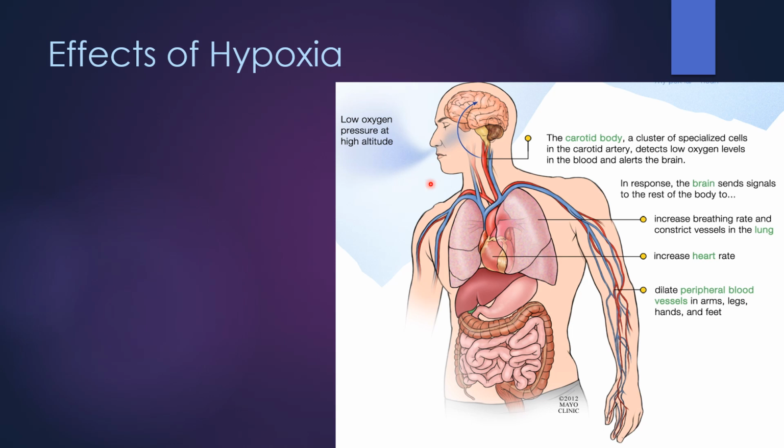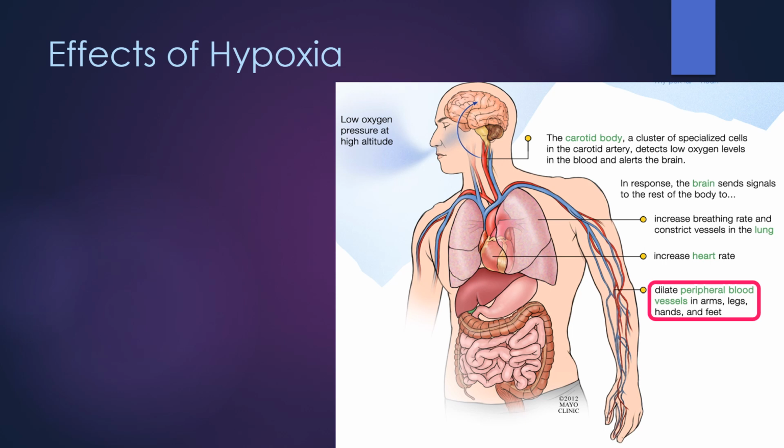Effects of hypoxia. When a patient has hypoxia of any type, the chemoreceptors in the carotid body sense the change in the oxygen tension and send the signal to the brain. In response, the vasomotor center sends signals to the lung and heart. It increases the respiratory rate and constricts the vessels in the lung, and it also increases the heart rate and dilates the peripheral blood vessels. These are the compensatory mechanisms that initially happen whenever there is a hypoxic situation.